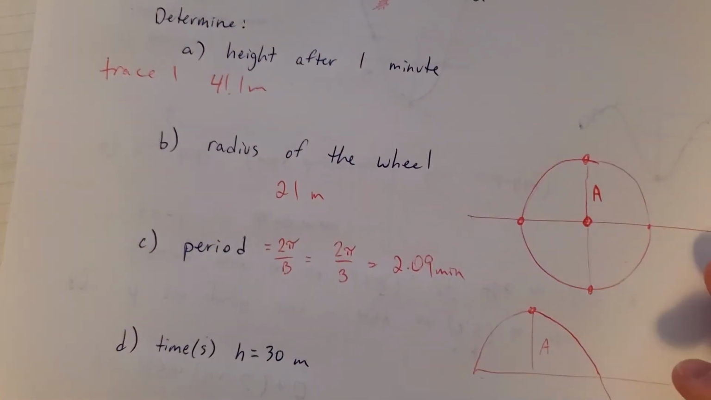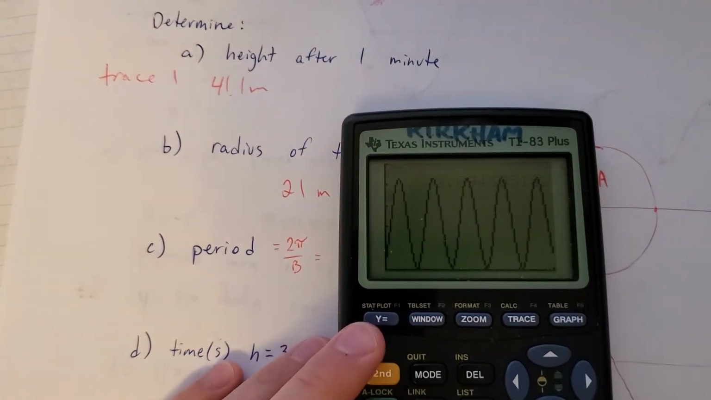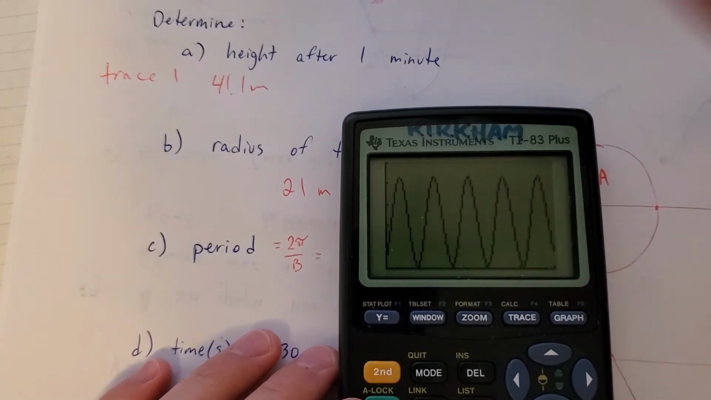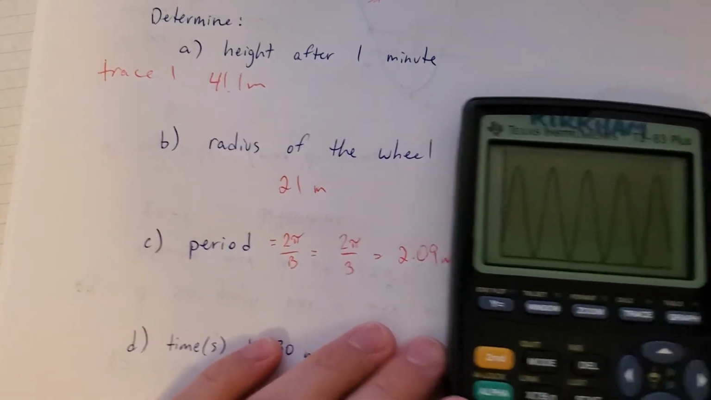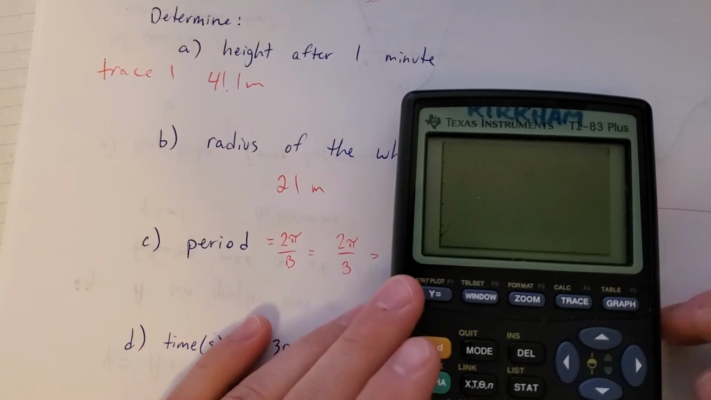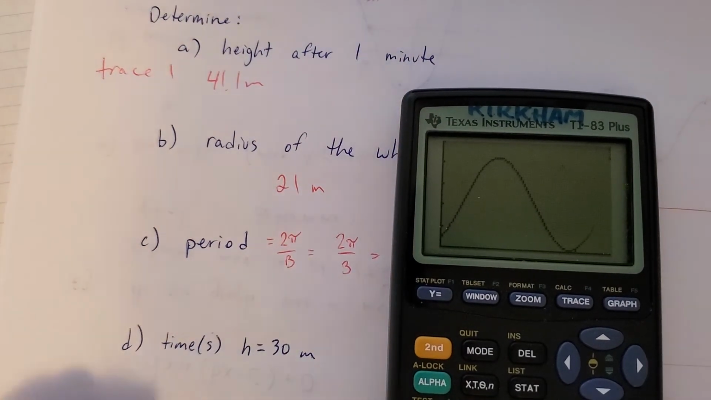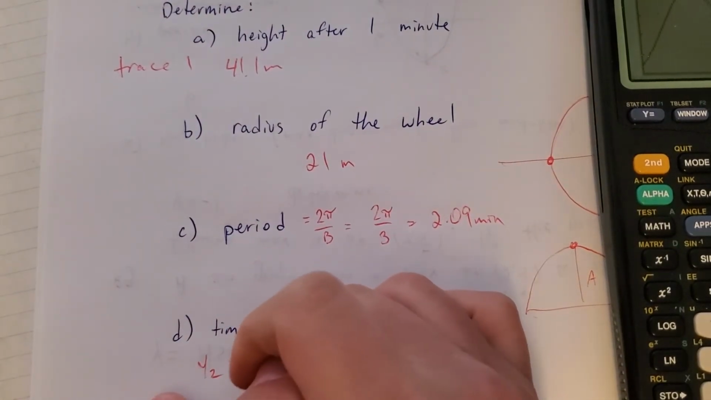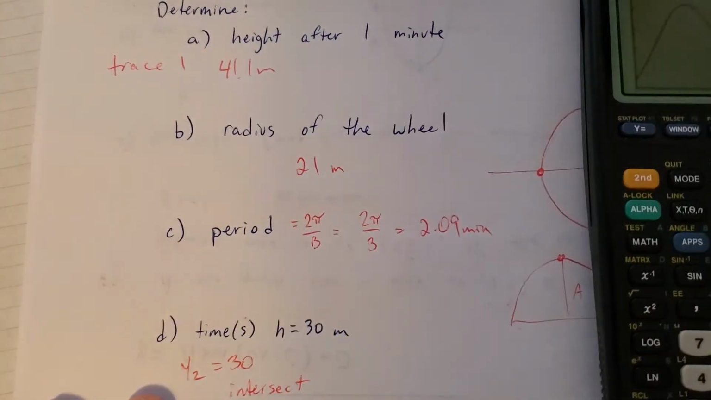Okay. Last one. When the height equals 30 meters. All right. I'm going to limit our graph to just one period. Okay, I don't want to be looking at all of this. So I know the period's 2.09 minutes. Maybe I'll just go up to x max of 2.5. See what it looks like. So this is going to be an intersect. We're going to make y2 equals 30 and do an intersect. And I think there's going to be 2 answers.